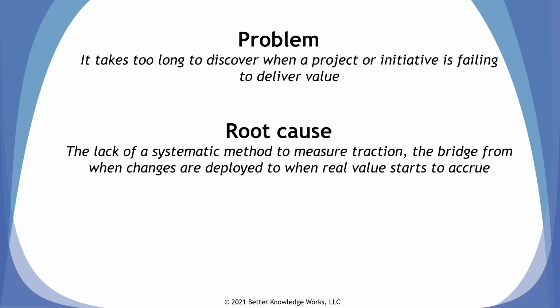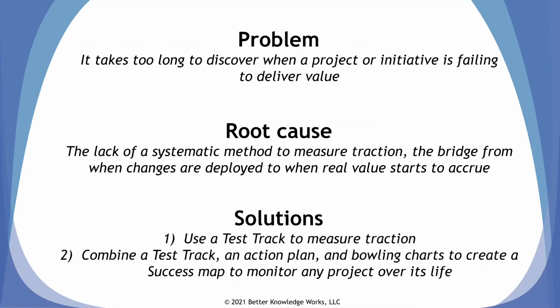The cause of our problem is that there's no commonly accepted way to track initiatives and projects as they deploy, something we'll call traction. And our solutions are going to be twofold. First, we'll create something called a test track to measure traction. And second, we'll sandwich that test track between the well-known action plan and bowling chart to create a success map to reliably monitor a project through its lifetime.